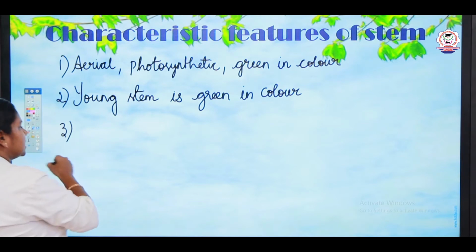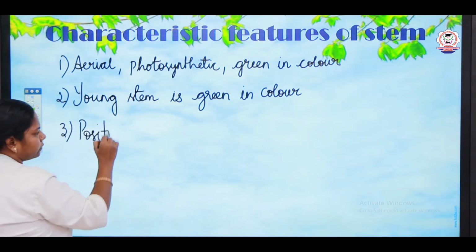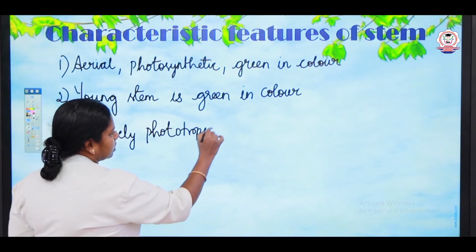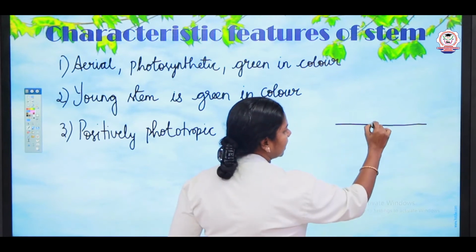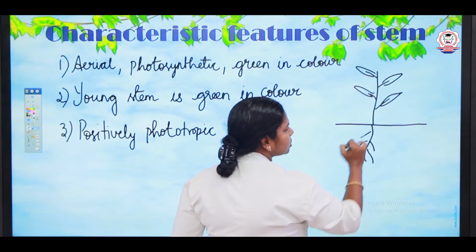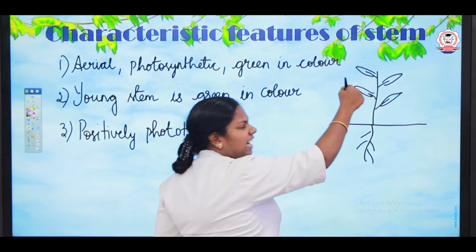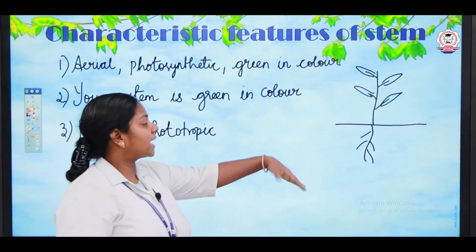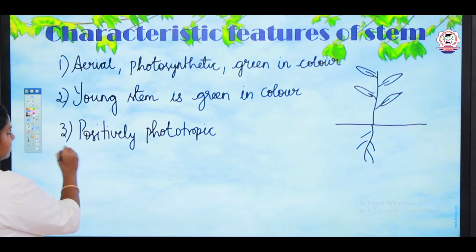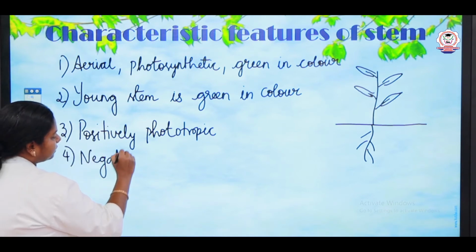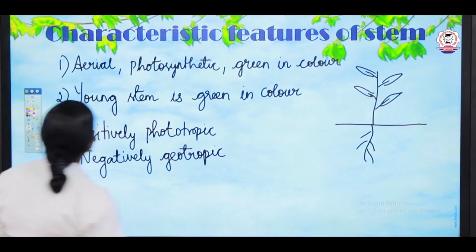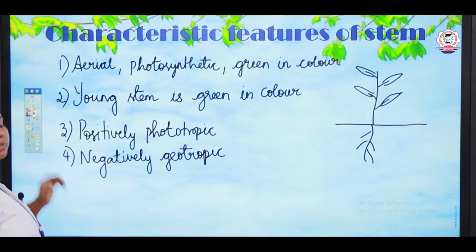Another important characteristic is that it is positively phototropic. What do you mean by positively phototropic? They grow towards the direction of the light. For example, if this is the ground level, the stem grows towards the direction of the light and the roots grow towards the ground. So, the stem is positively phototropic and negatively geotropic because it grows against the direction of the root. So, the stem is positively phototropic and negatively geotropic.